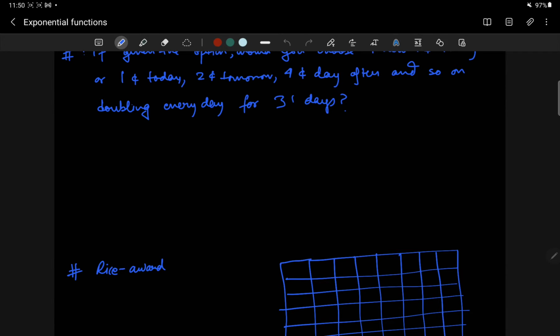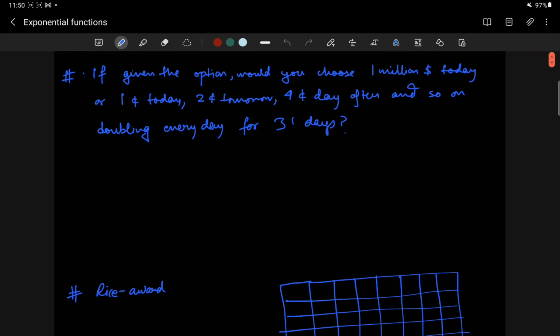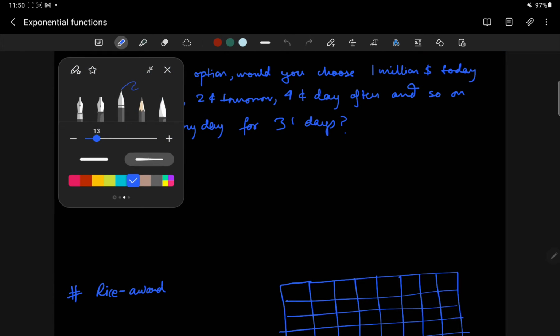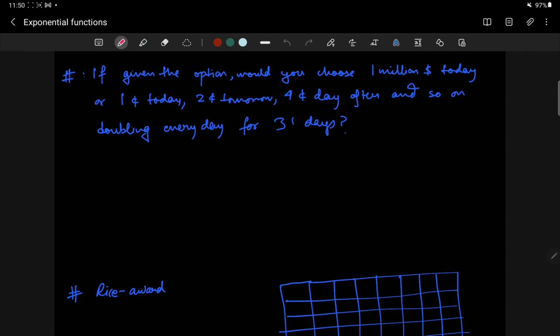Hi everyone. In this video, we will be introducing a new kind of function called the exponential function. So here's a brief introduction. There's a question here. Suppose you're given the option, which one of these would you choose? Would you choose $1 million today or this particular scheme?